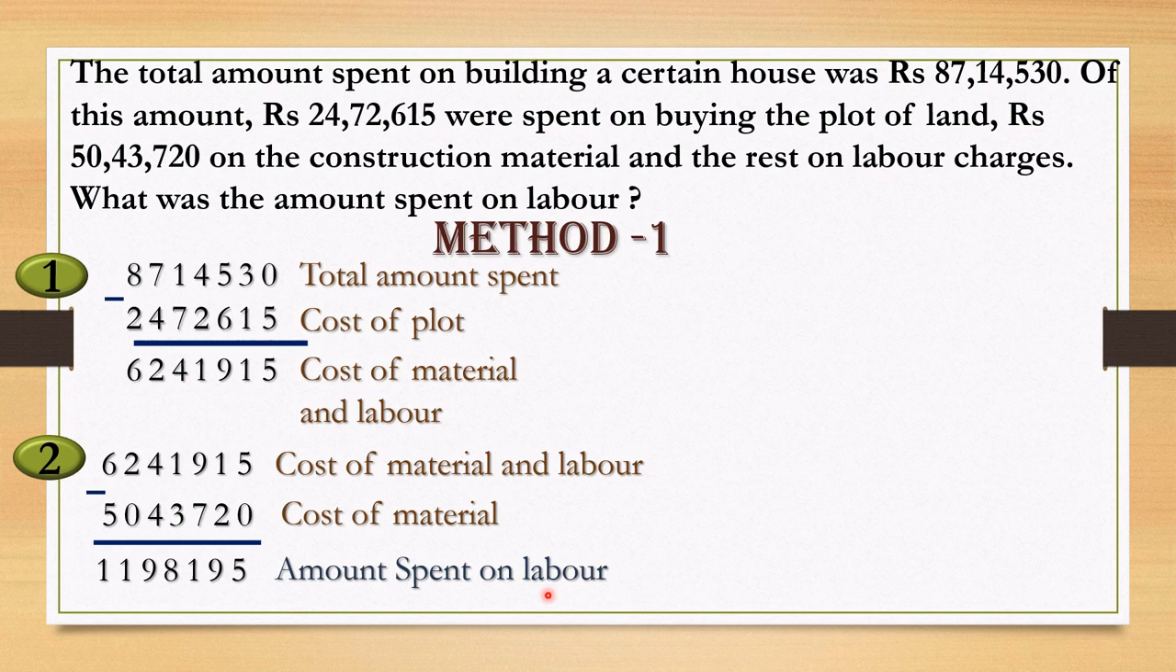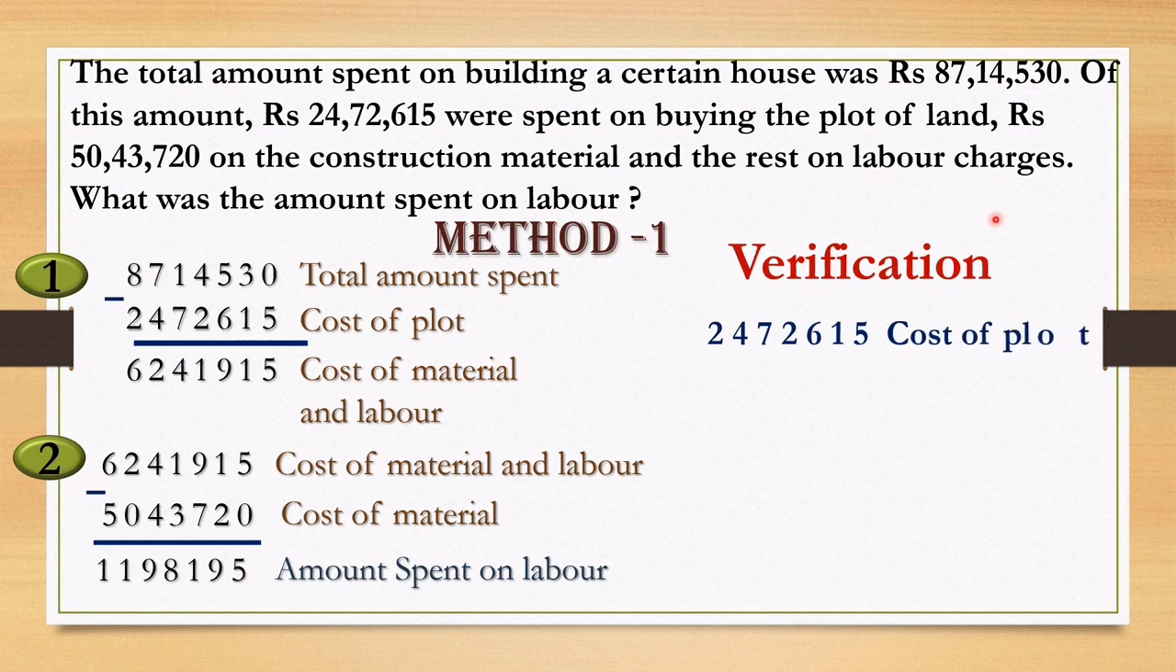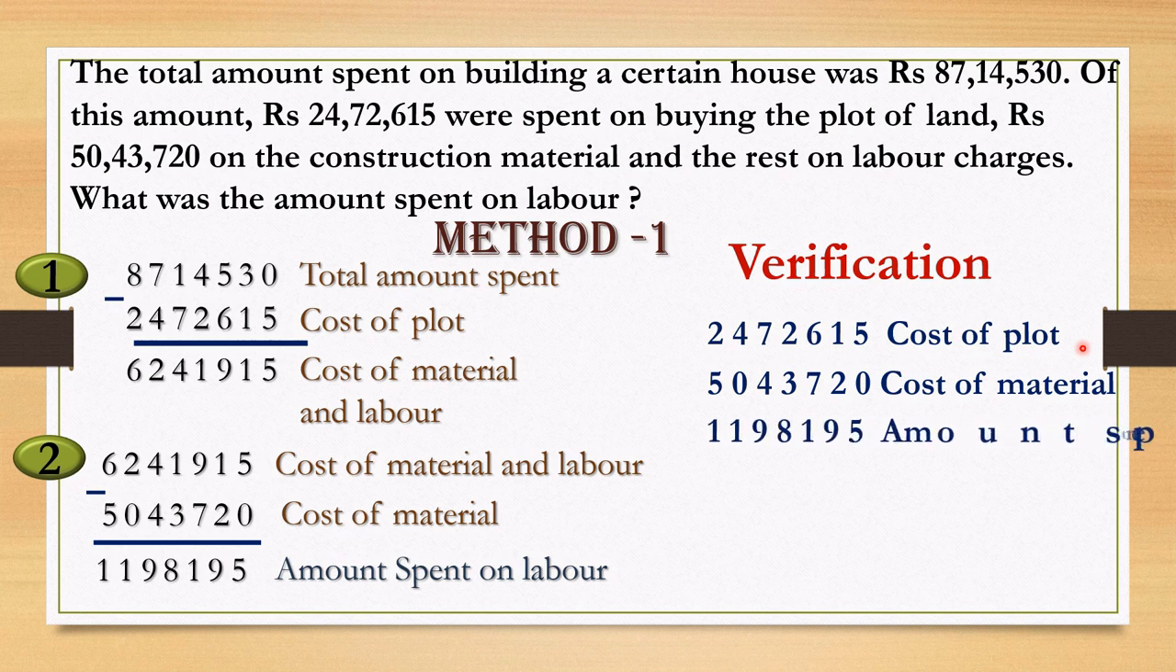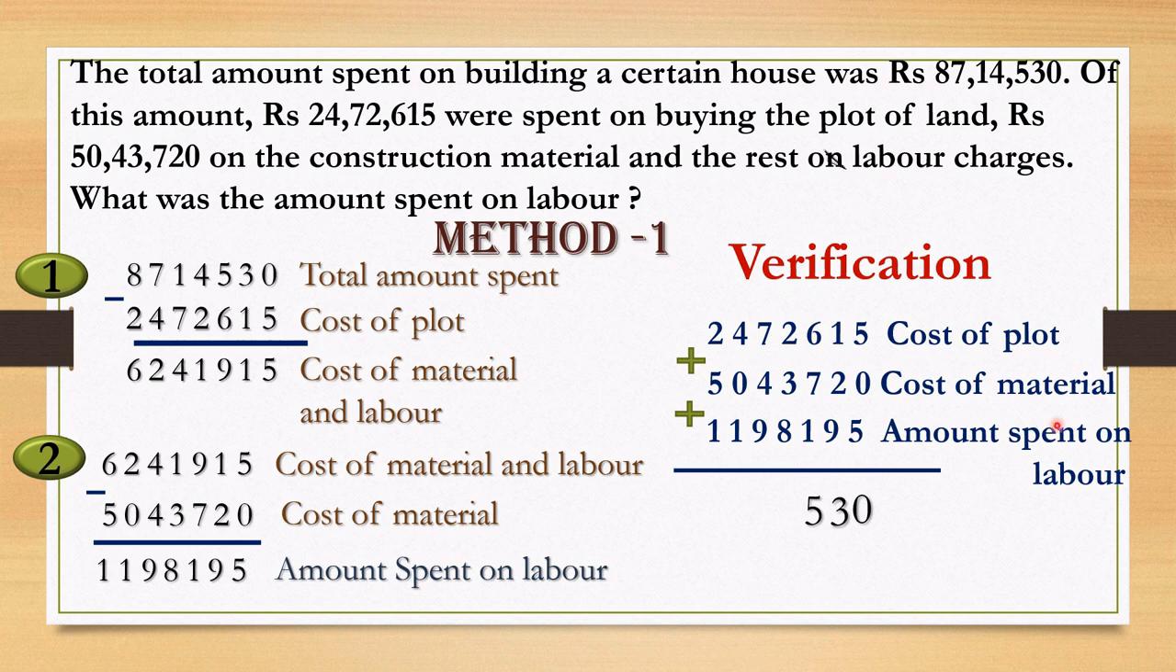Am I right? Yes? Okay, verification. If we add the cost of plot plus the cost of material plus amount spent on labor, we must get the total amount spent on that house, isn't it? We will add cost of plot, cost of material, amount spent on labor. Okay, see our answer. 5 plus 5, 10. Okay, go on observing the answer.